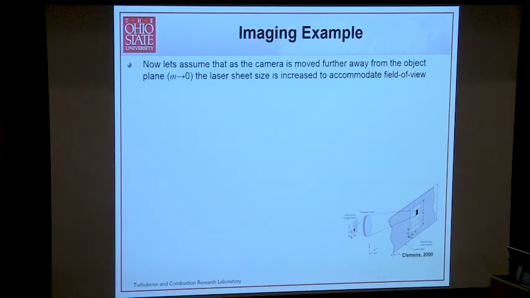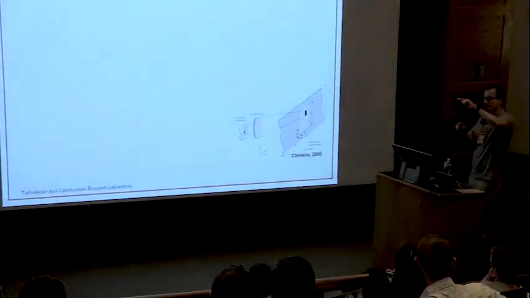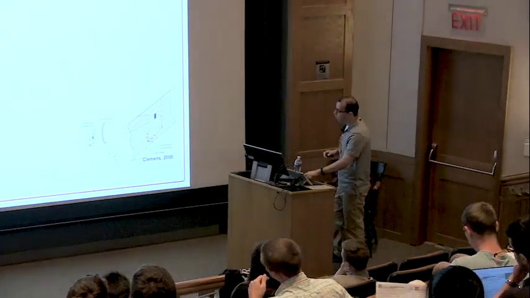But let's look at a slightly different version. Let's say that now as we change our magnification, the laser sheet is increased to accommodate the field of view. Let's say I always want my entire sensor covered. So as I change the magnification smaller and smaller, such that I'm imaging a larger field of view, I'm making my laser sheet larger and larger as well. Okay?